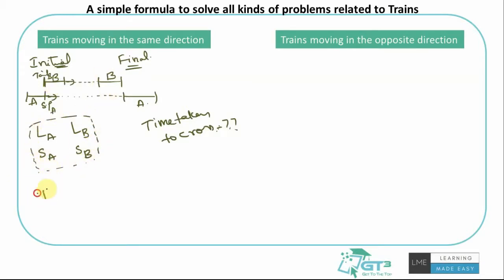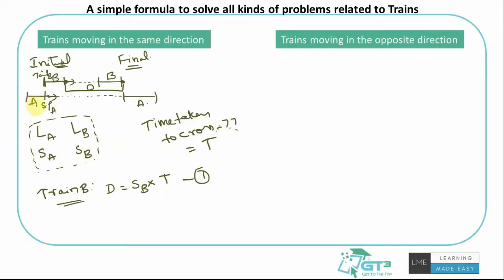So train B, how much distance would it have traveled from here to here? I've just matched the starting point to the starting point of B. Let's assume this to be D. Distance covered by B would be speed of train B into the time. Let's assume the answer to the time taken to cross is T. So that is the time B would have traveled, right? I'm just talking of the starting point. Obviously if I focus on the tail, it would move from here to here in the same time. So let's focus on the starting point. So this distance D is basically the speed of train B into the time taken to cross, the variable T. So this is the one equation.